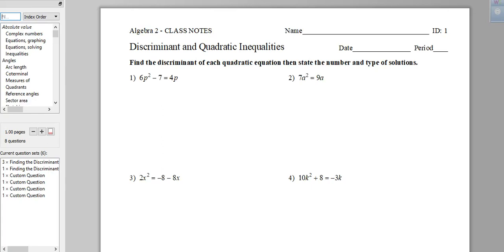Today we're going to continue talking about the quadratic formula, but more specifically the discriminant. I referenced the discriminant a couple times in our previous lesson, but now we're going to look specifically at that discriminant to make some predictions about the number and type of solutions that a quadratic formula might have. We're also going to look at quadratic inequalities. So let's start with the discriminant.